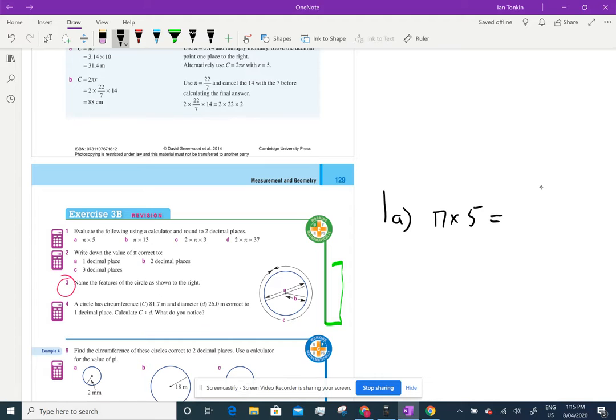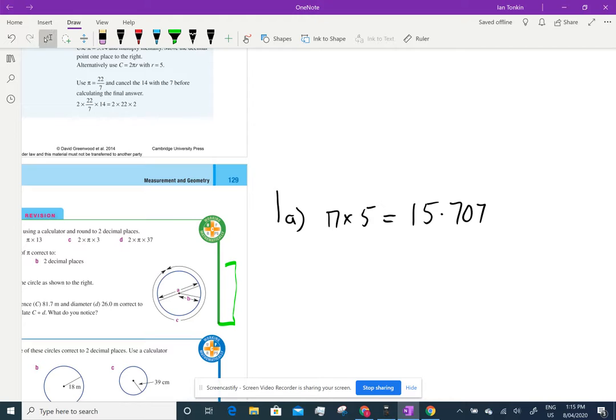15.707, and there are a whole lot of other numbers after that, but we're rounding to 2 decimal places. So we draw a line 2 decimal places in, we write 15.7, we look at the number directly behind the red line, and if it's 5 or more, we round the number up. We make the number in front of it bigger by 1. So 15.71. You do B and C, and then also have a go at D. I'm going to have a go at D.